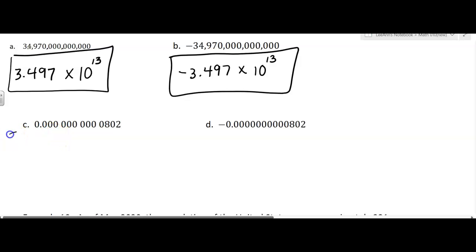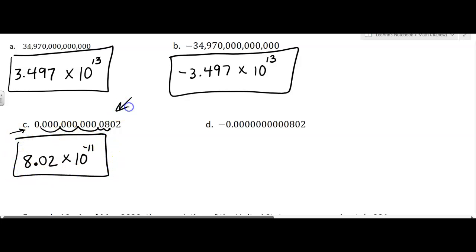Okay, so now for this one, C, we need to get that decimal to be right there. So it's going to be 8.02. And make a nice decimal so we'll be able to see it. Times 10, and it's going to be negative, but how many? 3, 6, 9, 10, 11. Negative 11.